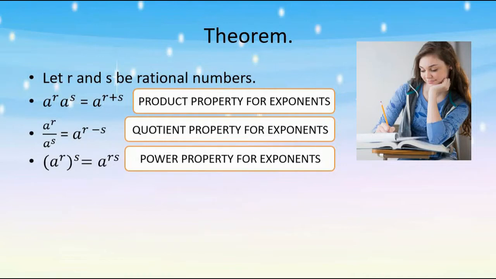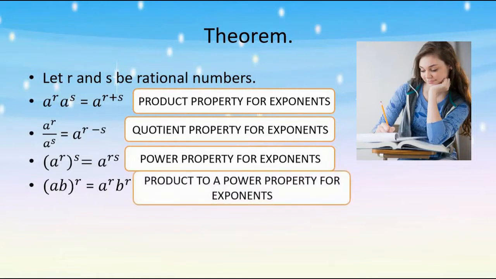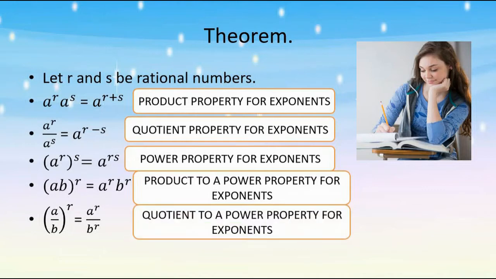Next, ab to the power of r is a to the power of r, b to the power of r. This is the product to a power property for exponents. Lastly, a over b to the power of r is a to the power of r over b to the power of r. This is the quotient to a power property for exponents.